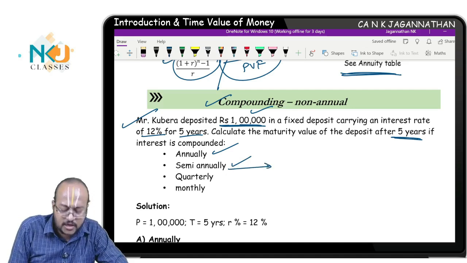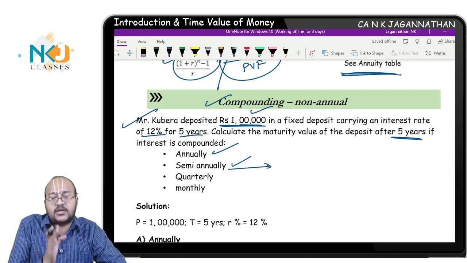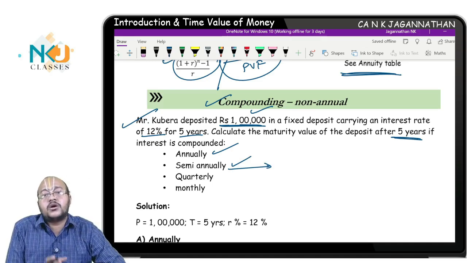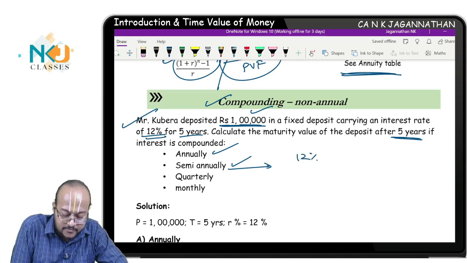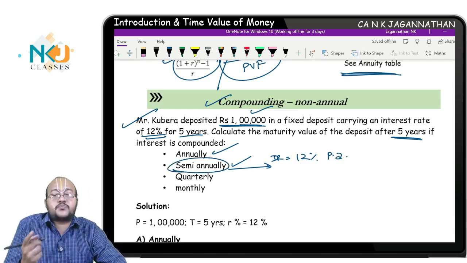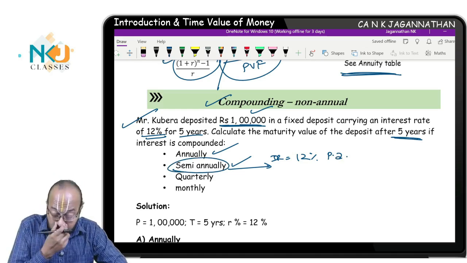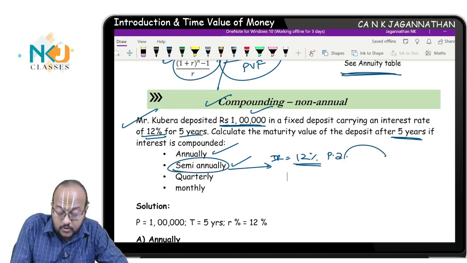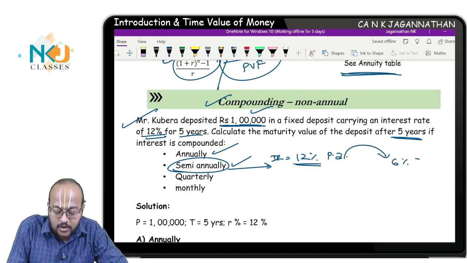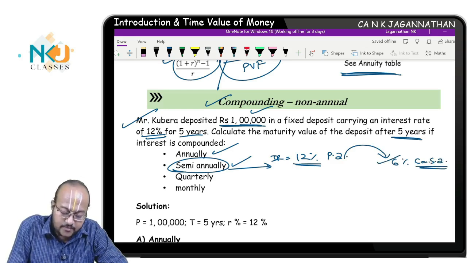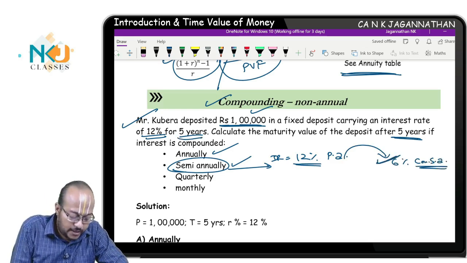When they ask about semi-annual, what do you do? You need to convert the given data into periods. 12% is the interest rate per annum, correct? Now they have asked semi-annually, a 6 month period. You need to convert this data into semi-annual, which means 6% compounded semi-annually.